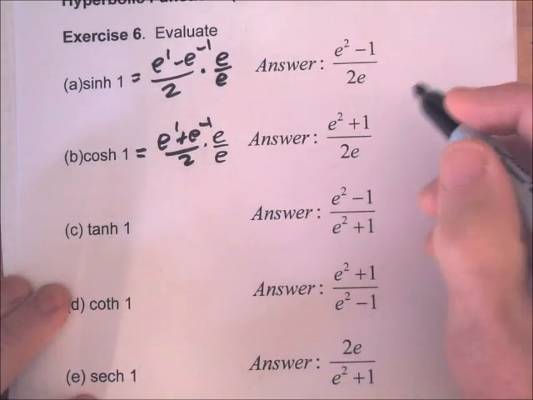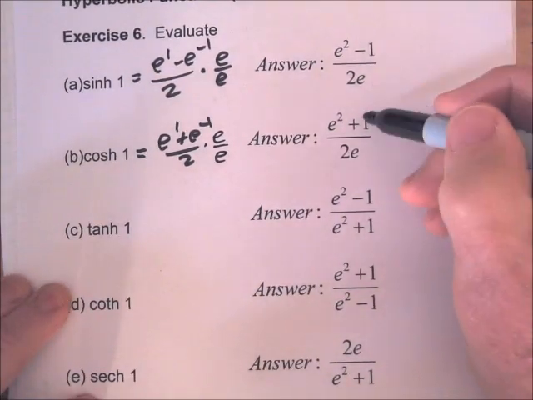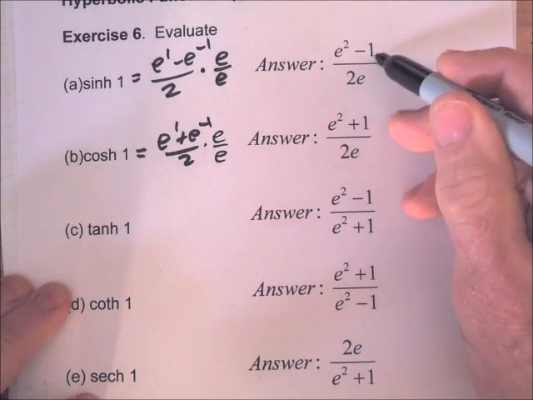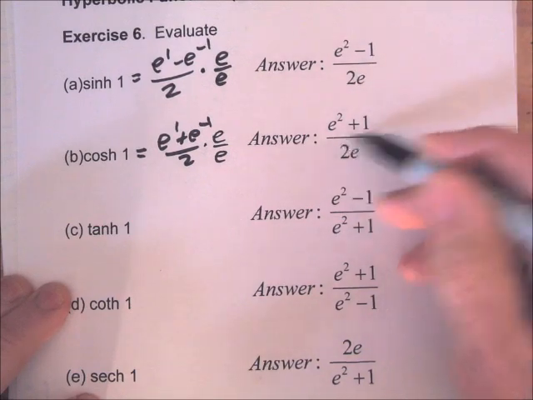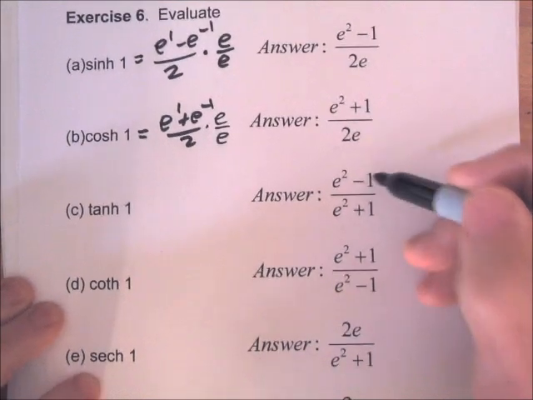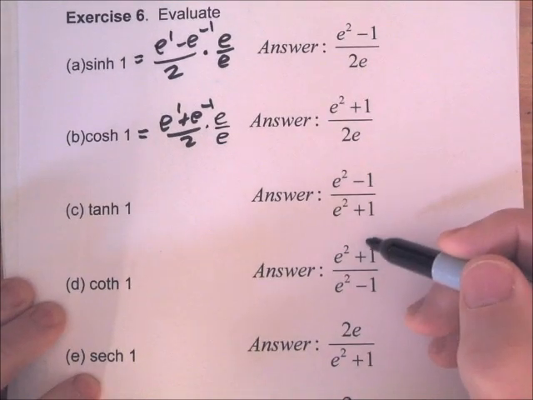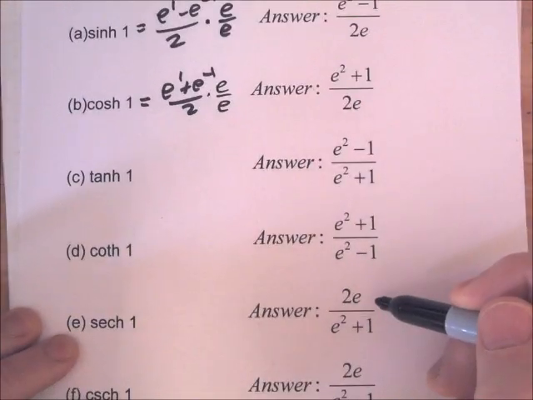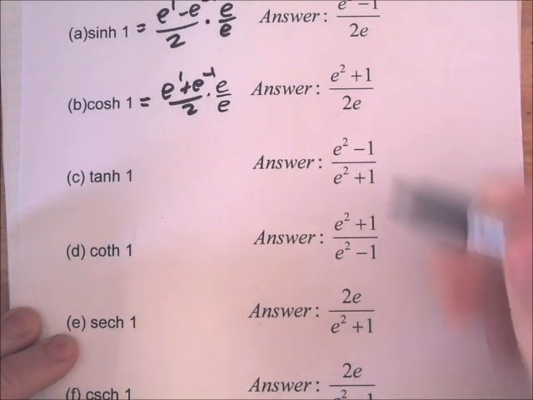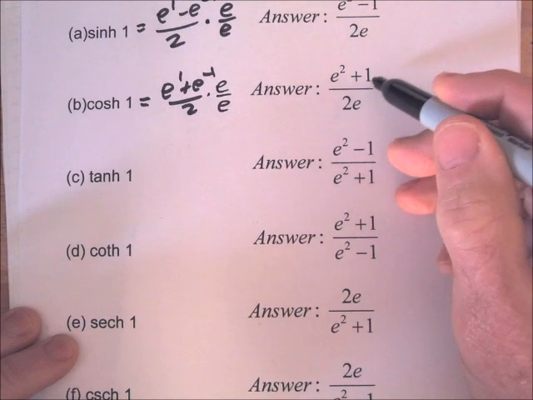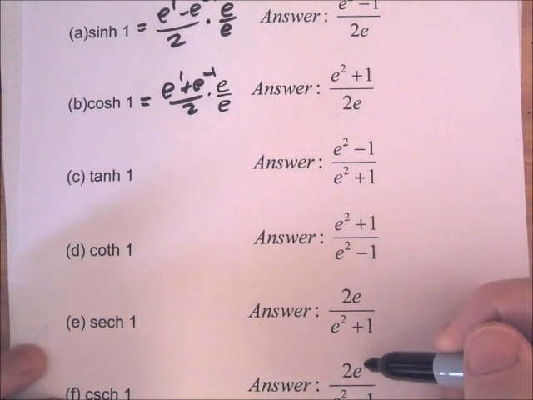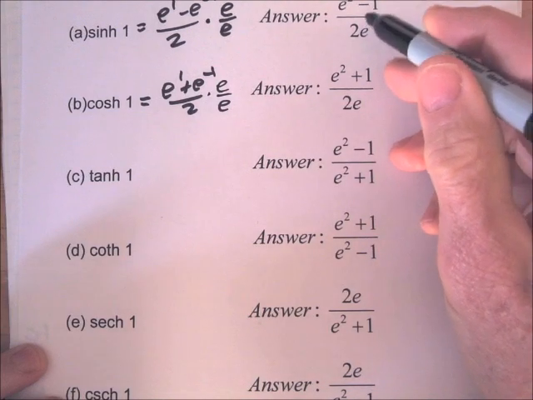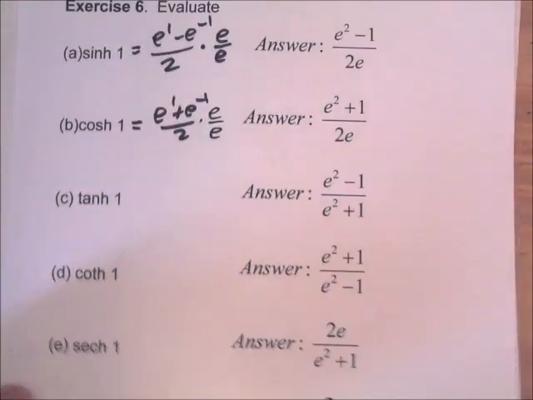The hyperbolic tangent is just the sinh divided by the cosh, and the two e's will cancel. So it's e squared minus 1 over e squared plus 1. Coth, we just flip the tanh. So e squared plus 1 over e squared minus 1. The sech, you flip the cosh, so 2e over e squared plus 1, and for the csch, flip the sinh. You get 2e over e squared minus 1.